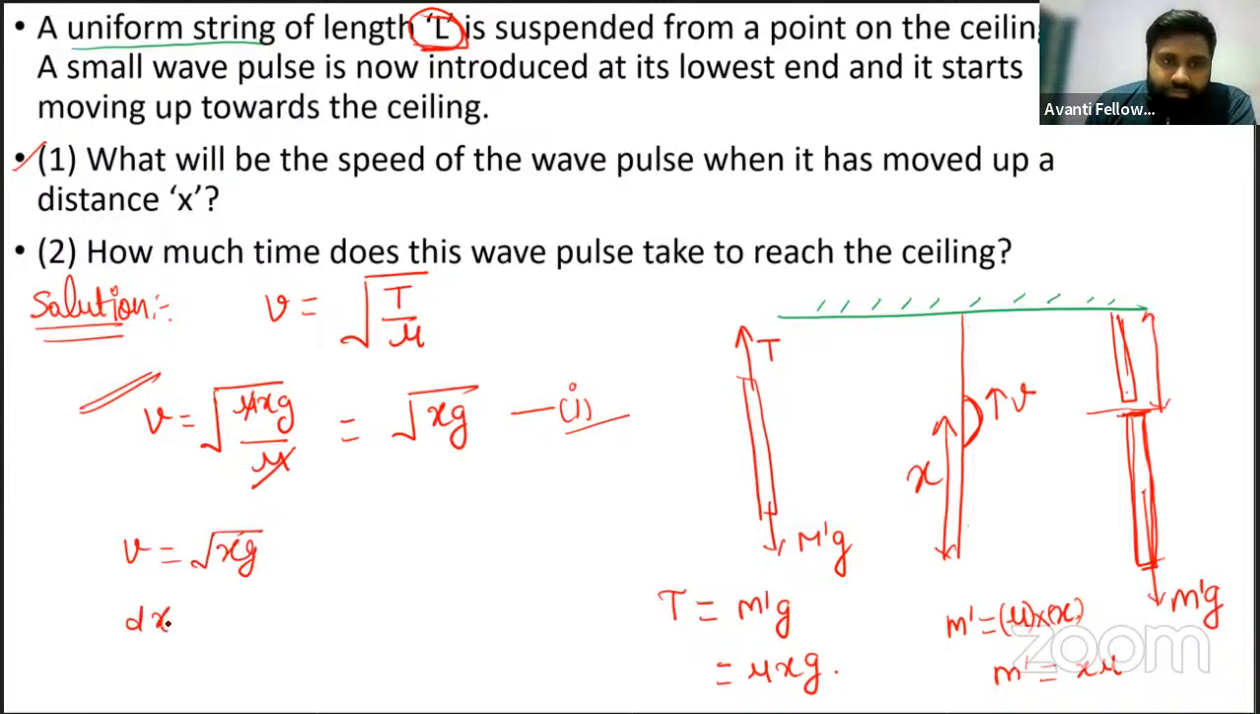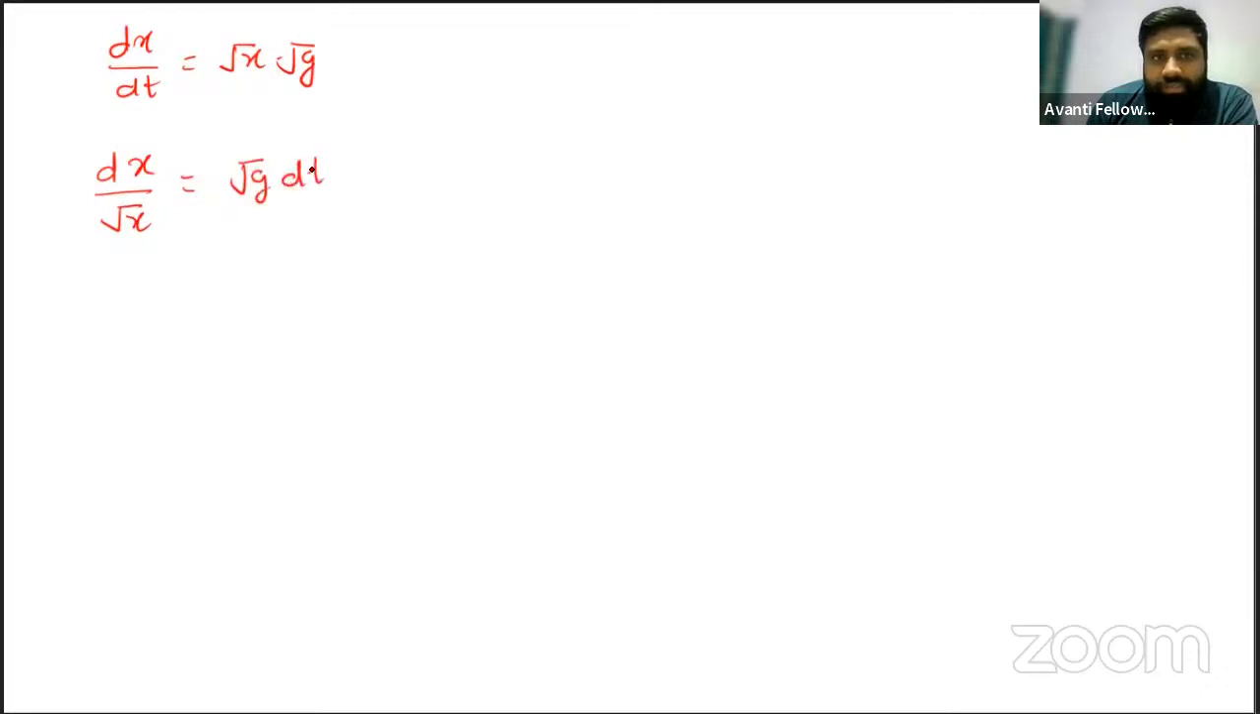Now, dx by dt, I can write as root x into root g, separated. So dx by dt equals root x into root g. So we can say dx upon root x equals root g dt. Now at t equal to 0, the length will be 0 because the wave pulse started at the lowest point. When, let's say, time is t, the length it has covered is capital L.